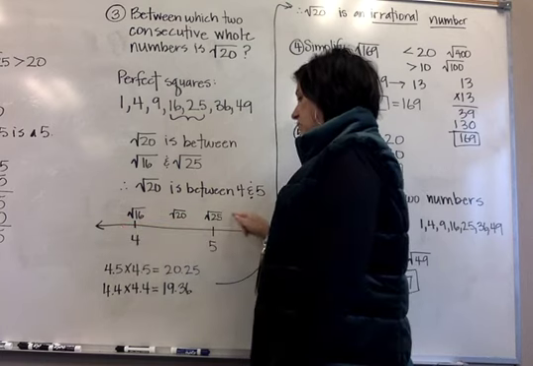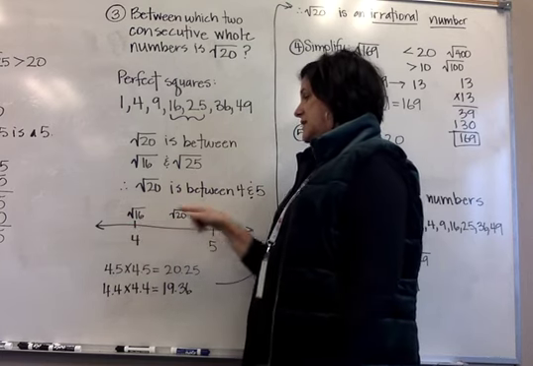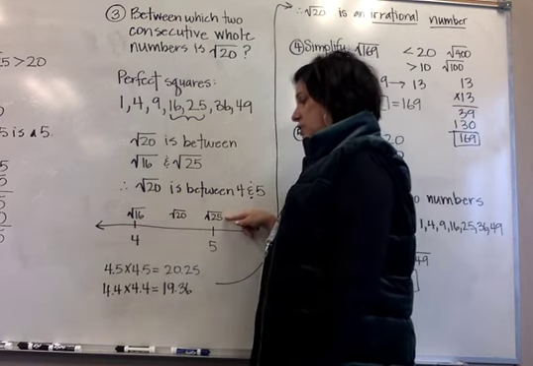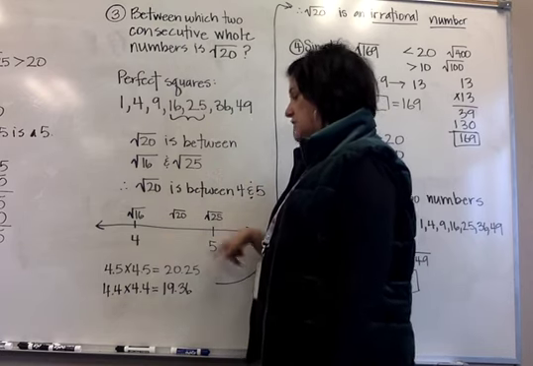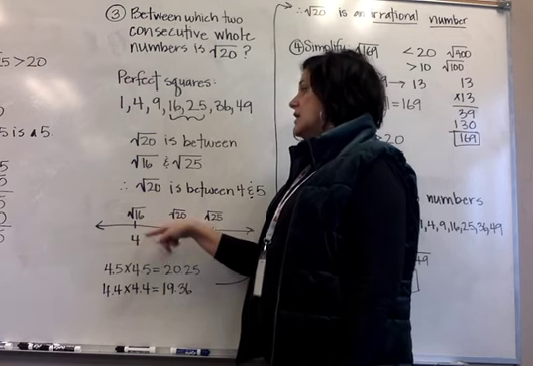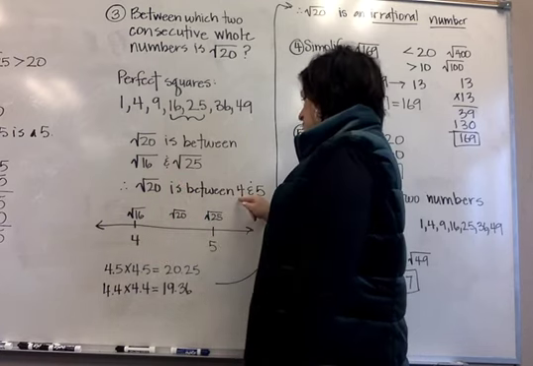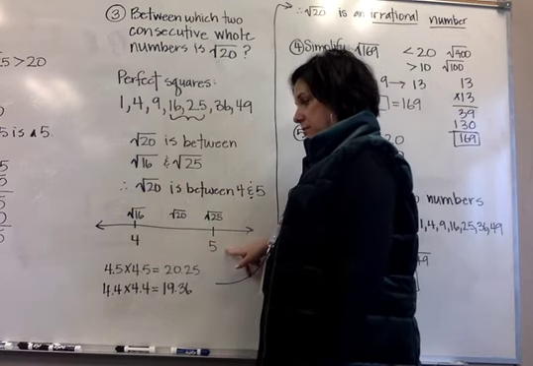The square root of 20 would fall somewhere between the square root of 16 and the square root of 25 on a number line. The square root of 25 is 5, and the square root of 16 is 4. So the square root of 20 is somewhere between 4 and 5.